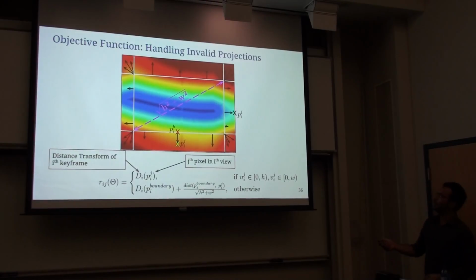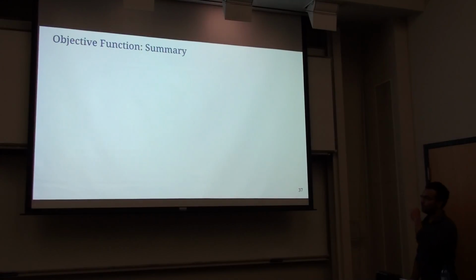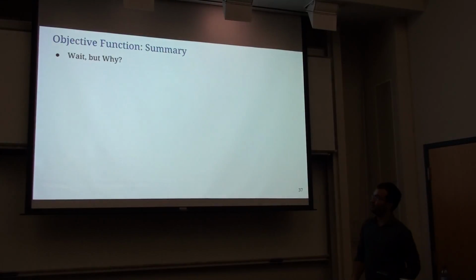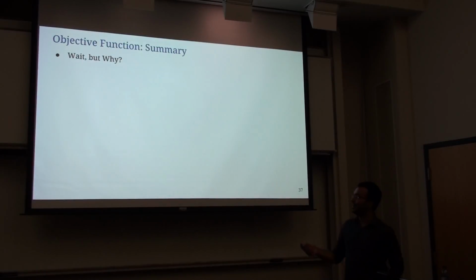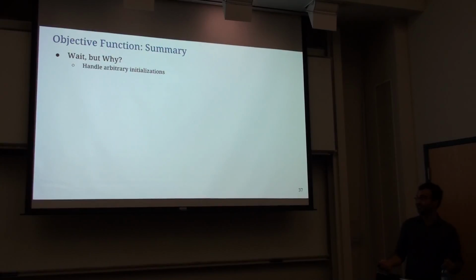And similarly, if there's an image, there's a point here you want to evaluate, find the corresponding boundary point, and this works. So similarly for other points here, for any arrowhead, the boundary point is at the base of the arrow. That's it. So let's just summarize the objective function. And why did we do all this? We want to handle arbitrary initializations.